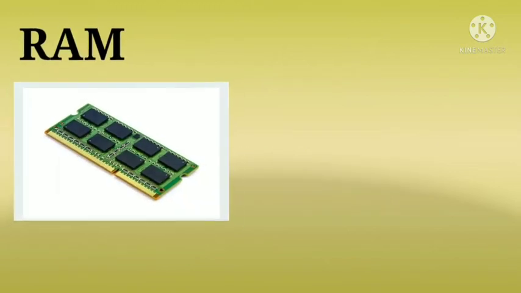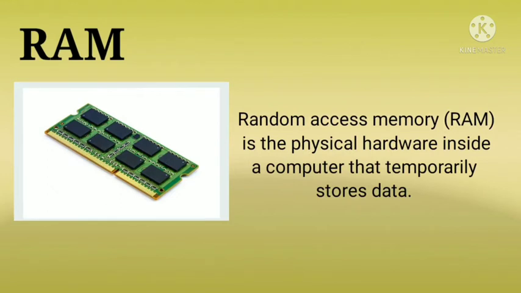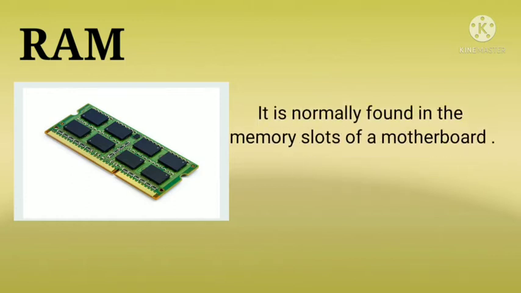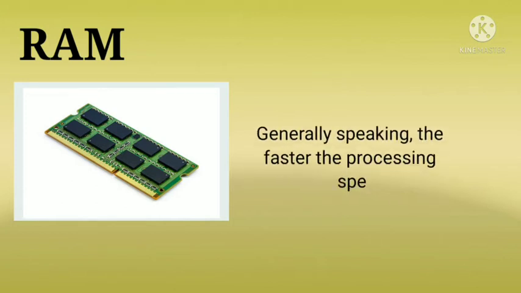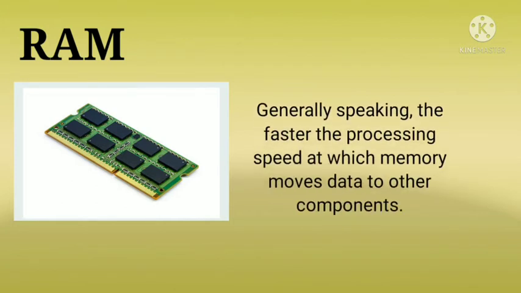What is RAM? Random access memory, or RAM, is the physical hardware inside a computer that temporarily stores data. It is normally found in the memory slots of a motherboard. Its role is to serve as a computer's working memory for the information created by programs. Generally speaking, the faster the memory, the faster the processing speed at which it moves data to other components.